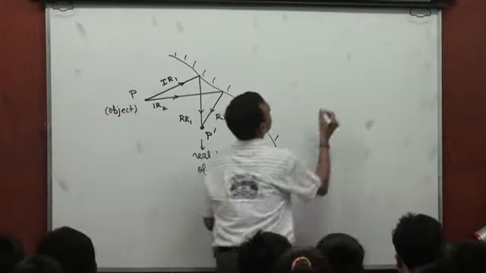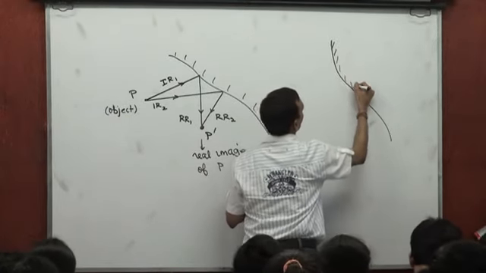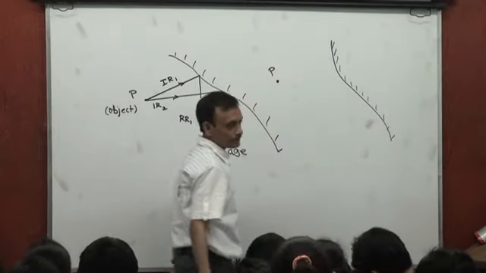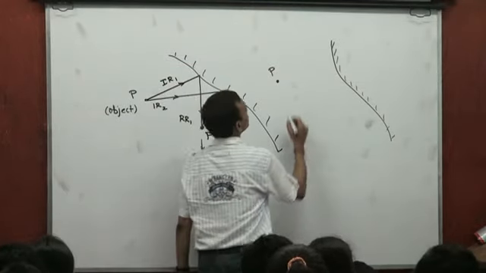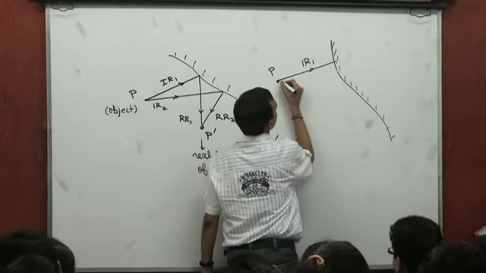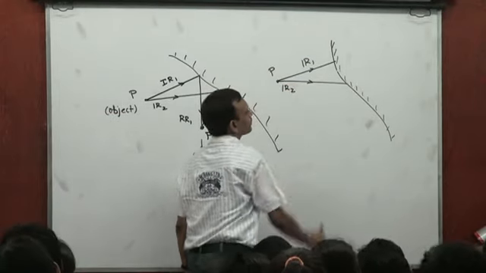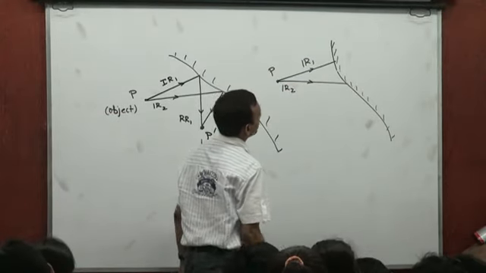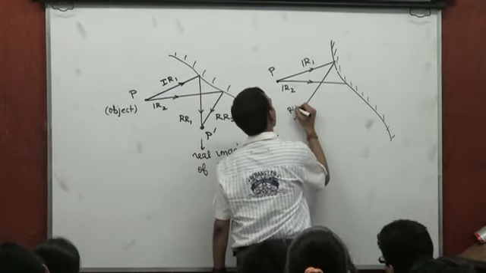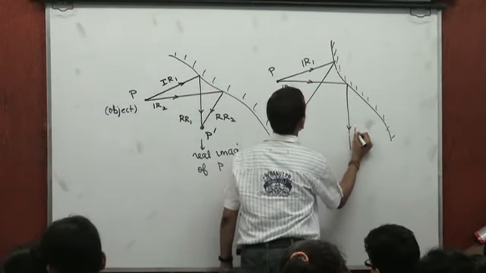If, however, this is P, an object, and I took an incident ray 1, and we took incident ray 2, and the following happened. This was reflected ray 1, this was reflected ray 2.